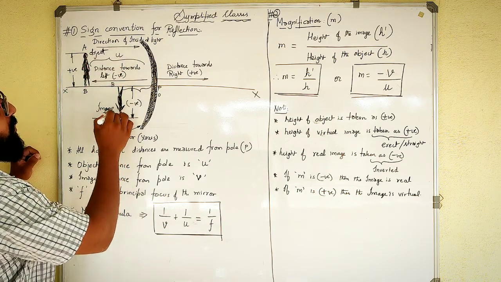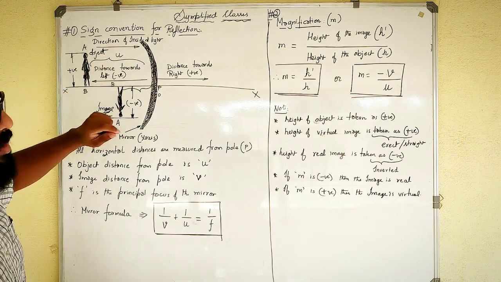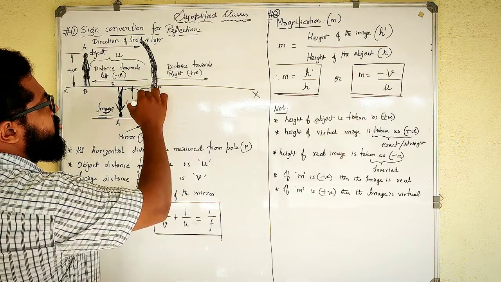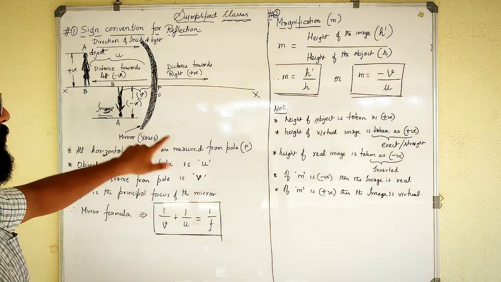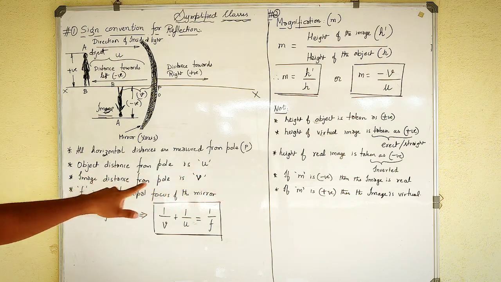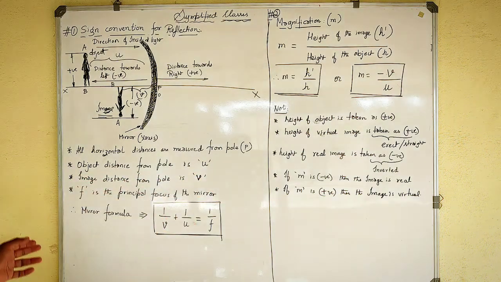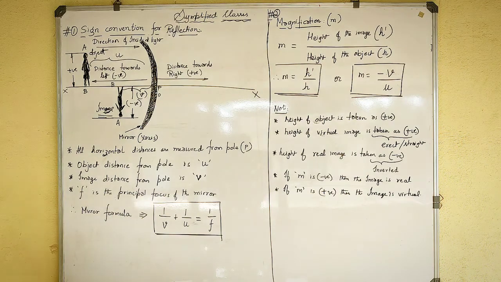Okay, please understand clearly, this is the object and this is the image of that object, and the image distance is considered to be v. The measurement is always done from the pole, and this object distance is u and the image distance is v. Then f is the principal focus of the mirror, which you have already studied about. The small letter f is nothing but the principal focus of the mirror.